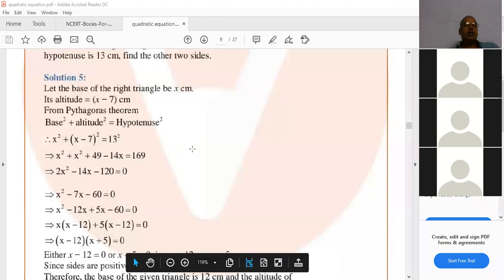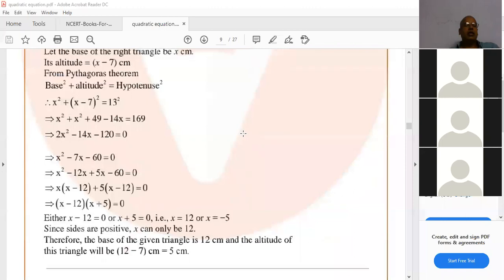There are so many factors of 60: 2 and 30, 12 and 5, 10 and 6. But which is suitable to get minus 7 and minus 60? Minus 12 and plus 5. If you multiply, you get minus 60; if we add, you get minus 7. Both should come, amma. Do not write other factors. Check it: if we multiply, you have to get minus 60, and if we add the same numbers, you have to get minus 7. Like that you have to check the factors, then take the suitable factors. Only those factors you have to consider here.